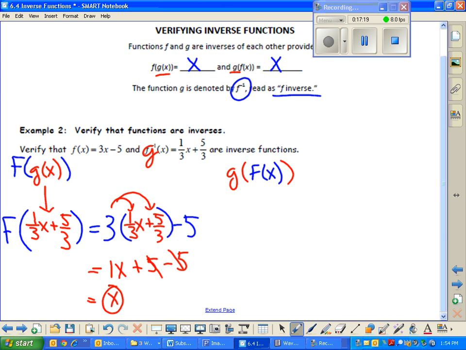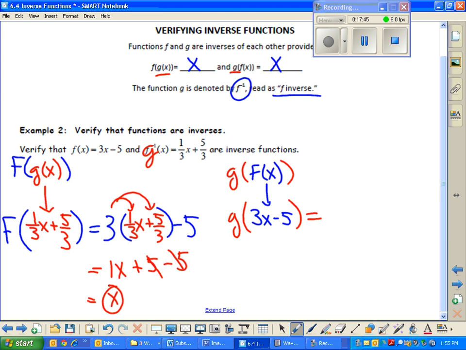Now I got to do it again. I have to do g of f of x. So I'm going to go ahead and take my f of x. I always work from the inside out. F of x in this problem is 3x minus 5. And then I'm going to go ahead and take function g and plug that in. So plug 3x minus 5 into function g.